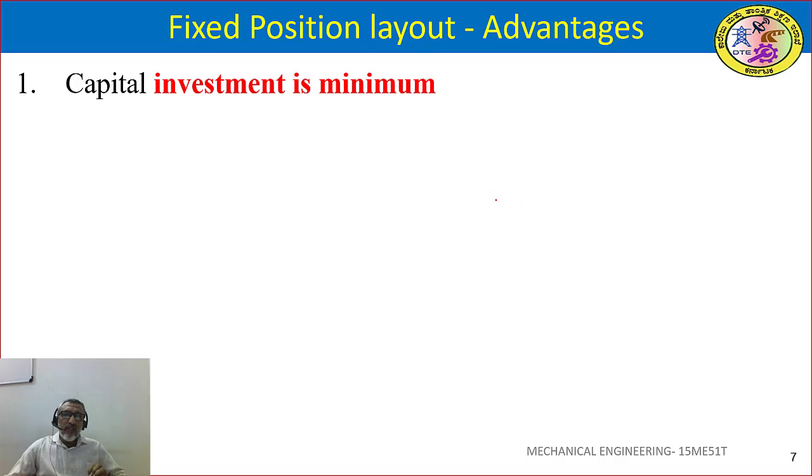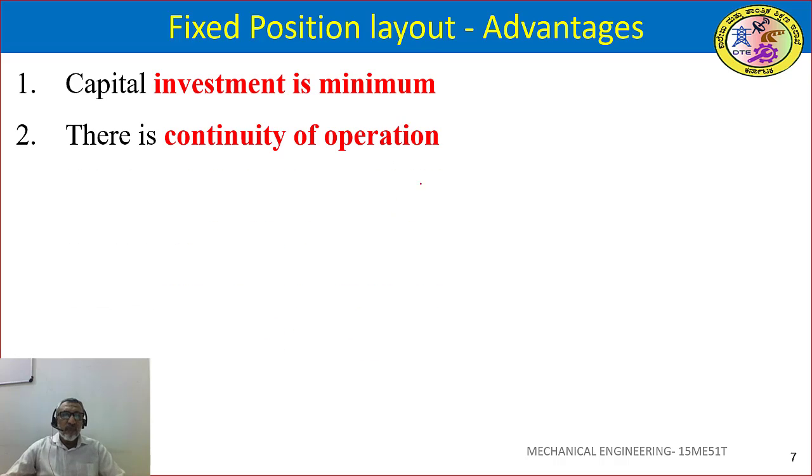So let's come to the advantages of the fixed position layout. One of the advantages is that the investment is minimum in a fixed position layout. We are not carrying very huge machinery and equipment. We'll be using small portable types of equipment and machinery which will not cost very much. The capital investment is not much in a fixed position layout, and there is a continuity of operation. Usually in a factory system, if a product needs 10 components, they are manufactured independently at different parts of the factory, and finally they are assembled.